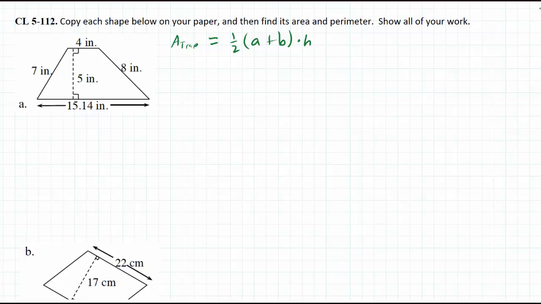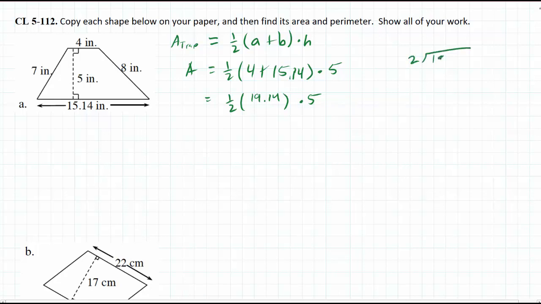Now we'll go ahead and substitute the values in. Okay, the area is going to equal half, that doesn't change. A is the top side, 4. B is the bottom side, 15 and 1400ths, times H, the height, which is 5. Okay, let's see. This is going to be half times 4 plus 15 and 1400ths, which is 19 and 1400ths, times 5.